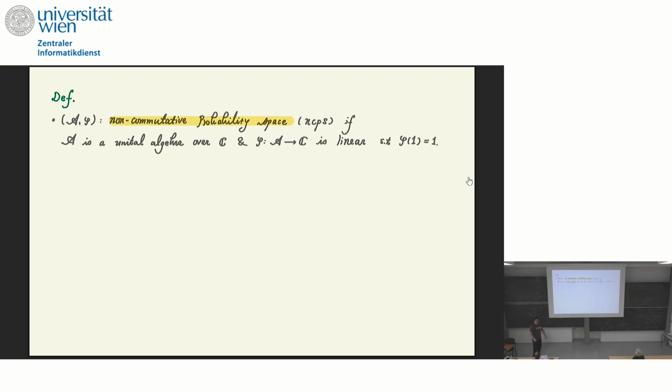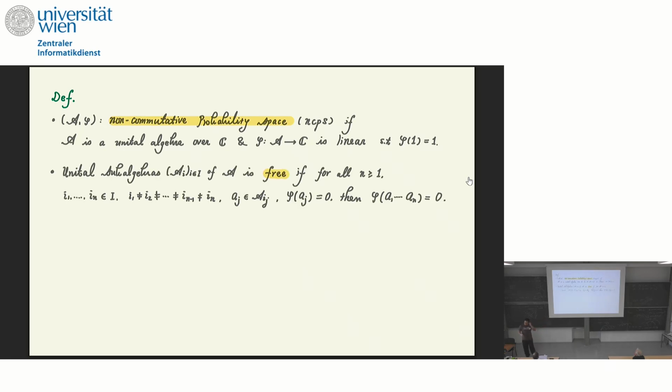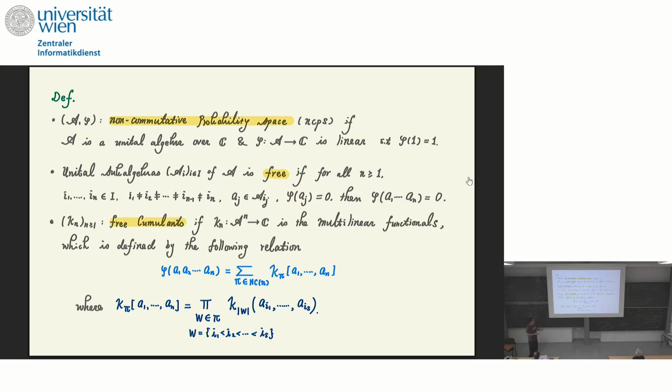So when we have a non-commutative probability space, it means that we have a unital algebra equipped with a linear functional sending 1 to 1. And what's freeness? It's already covered, so I'll just skip. And also what's the free cumulant? Over here, my notation is using kappa instead of R, since R will be a different notation in my talk. Okay. So just quickly review those definitions.